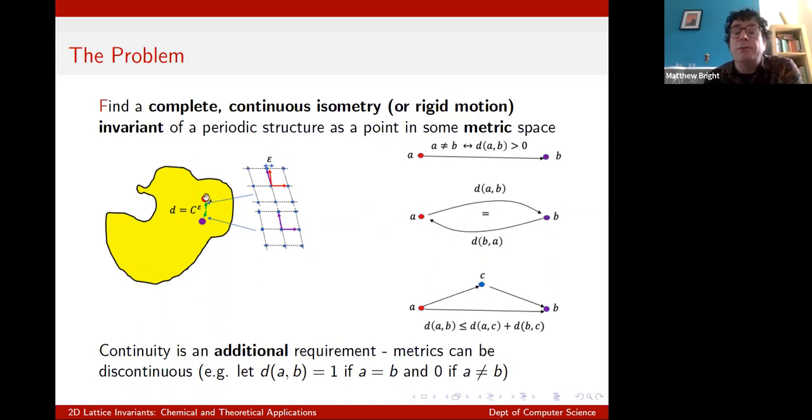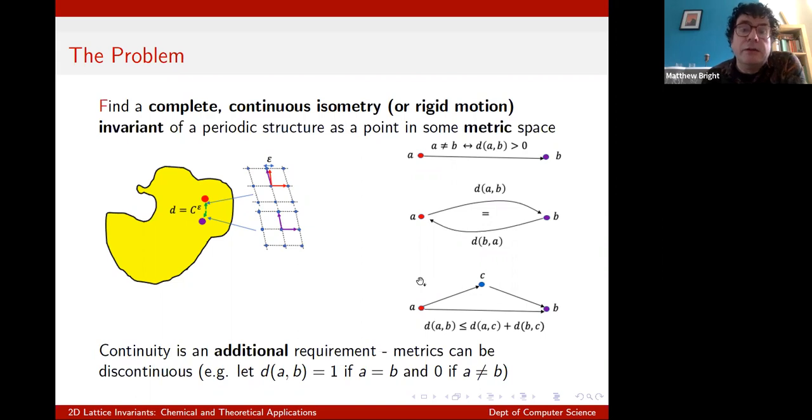That is, that it has equipped on it some function where I can take any pair of points, and I can spit out a non-negative real number that is only zero if the two points are the same, that is symmetric, it's the same forward as backward, and that satisfies the triangle inequality. If I have to go between A and B by some other point C, it should take me further than going there directly.